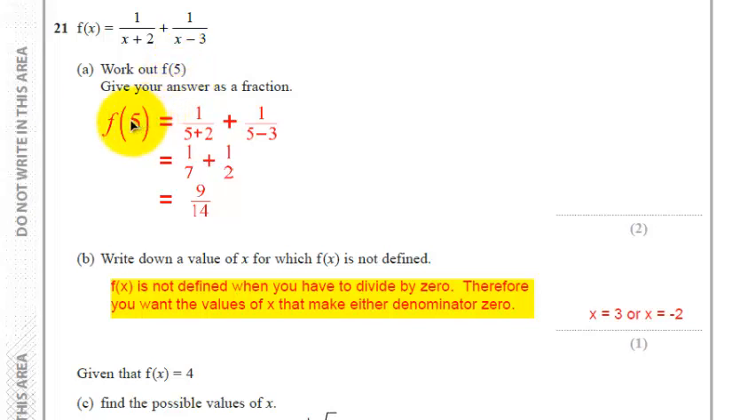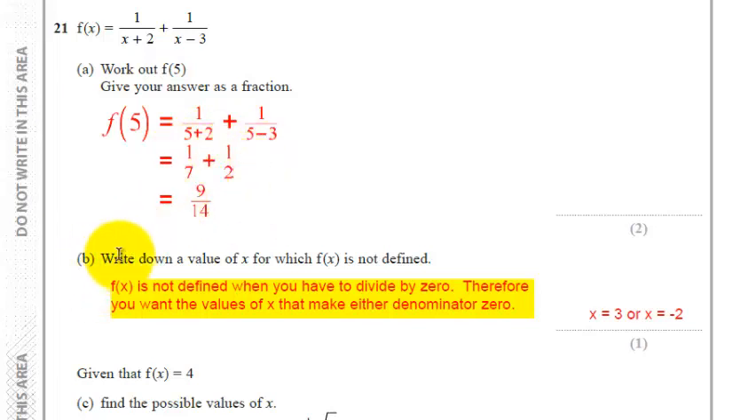So where there's an x, I put a 5. 5 plus 2 is obviously 7. 5 take 3 is 2, so that's a half. A seventh plus a half is 9 over 14, and you can check that with your calculator.